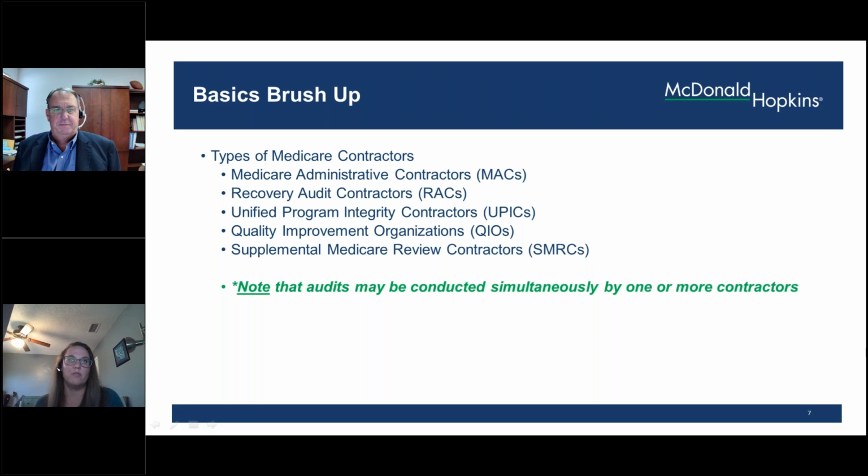UPICs perform fraud, waste, and abuse deterrence and prevention. Quality improvement organizations are tasked with improving the quality of care for Medicare beneficiaries. And the SMRC is Noridian. They have the nationwide contract, and they're tasked with lowering improper payment rates and increasing the efficiencies of medical review programs. I think this is important because knowing who is sending you your records request or your overpayment demand or whatever it is, your audit paperwork, will help you know, because if you get one from a UPIC, you know that there's a fraud and abuse consideration involved. Whereas if you get one from a MAC, it may be just a strict overpayment issue.